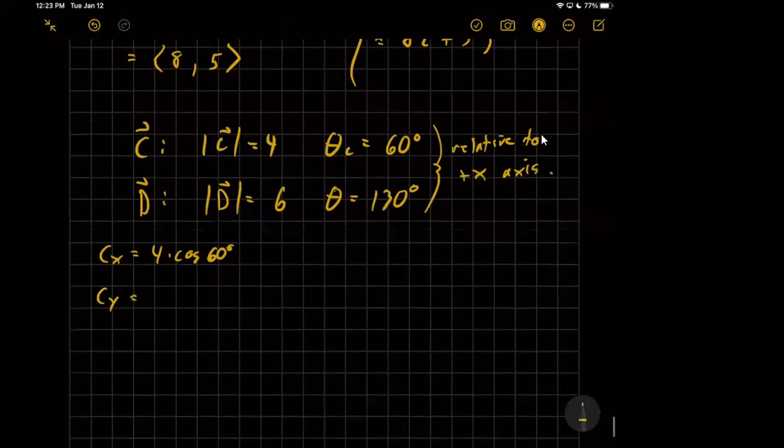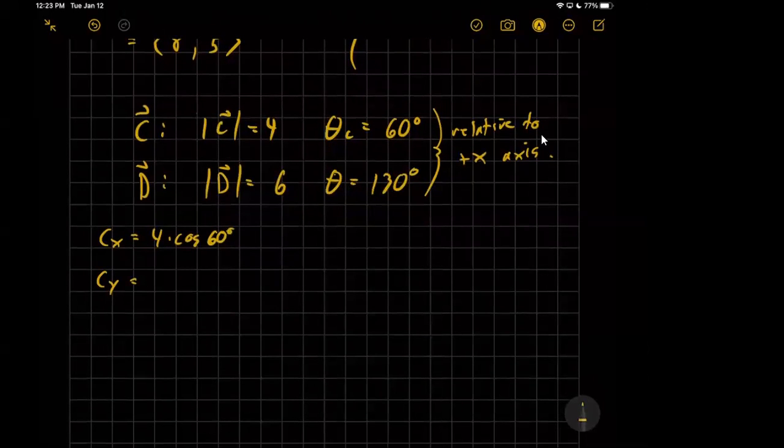Okay, so that's in standard position. So the cosine function will give me the x component, and 4 times the sine of 60 degrees will give me the y component. We'll compute those in just a moment. And let's see, dx will end up being 6 times cosine of 130 degrees, and dy is equal to 6 times the sine of 130 degrees.